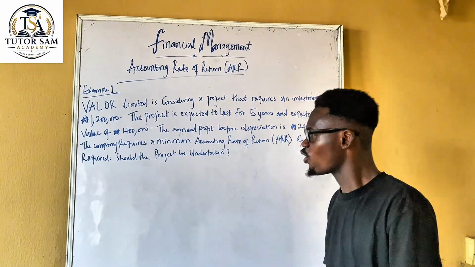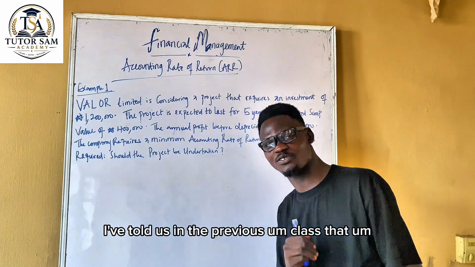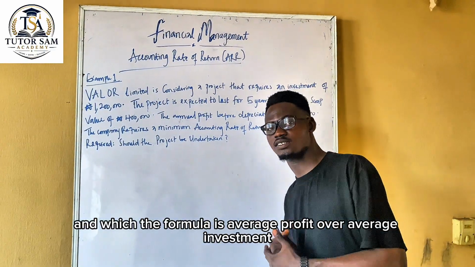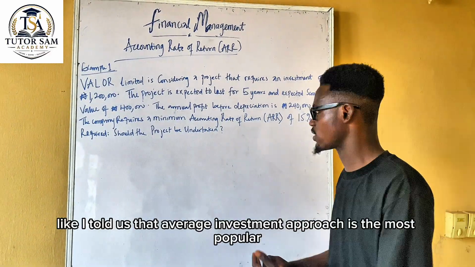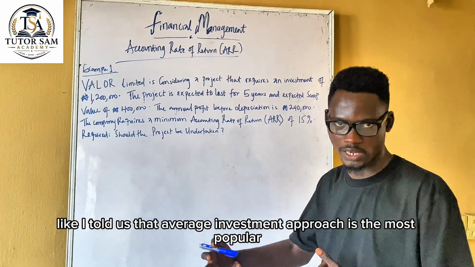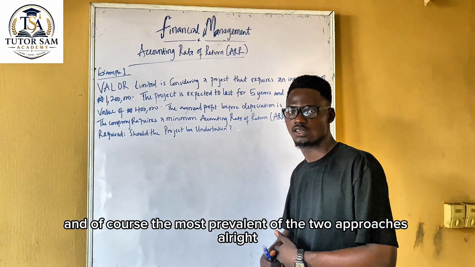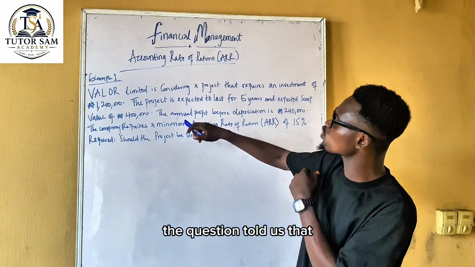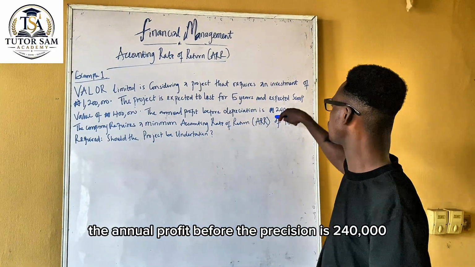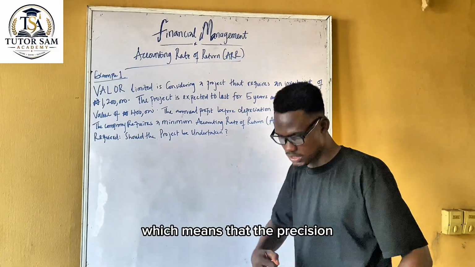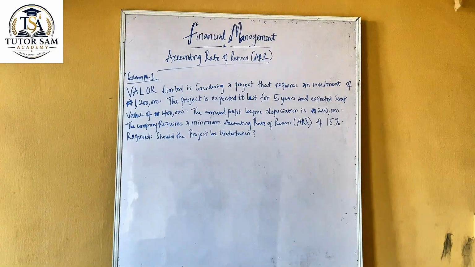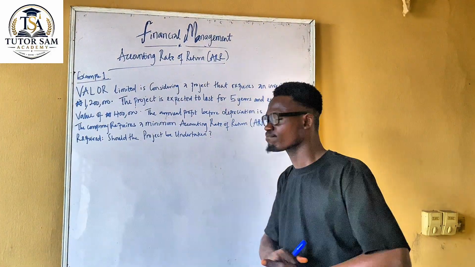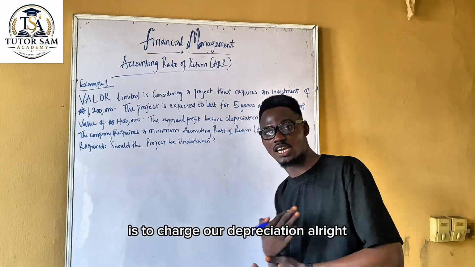All right. So I told us in the previous class that we have a formula for ARR, which is average profit over average investment. Like I told us, the average investment approach is the most popular and, of course, the most prevalent of the two approaches. So solving this question, the question told us that the annual profit before depreciation is 240,000 naira, which means that depreciation has not been charged. All right. So the first thing we have to do in this question is to charge our depreciation.